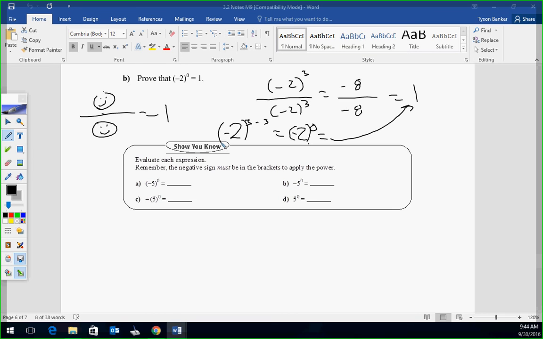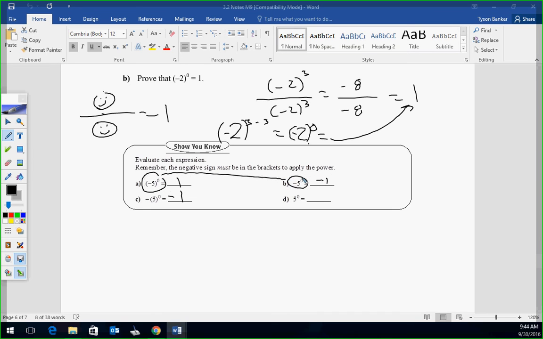So evaluate each expression. This one, they're just messing with the negatives on you now. That's knowing our negative rules. So the whole thing's b to the 0 power, so it's going to be a positive 1 here. The negative's outside, so it's going to be a negative 1. Does a 0 affect the negative here? No. The 0 is only on the 5.